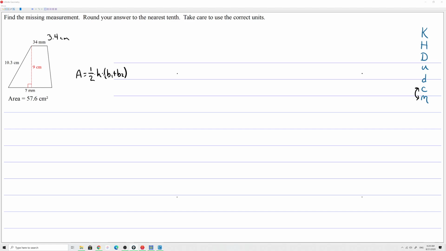Now, as I mentioned before, the question itself is actually pretty simple. Let's just plug in all of the numbers that we know. We know that the area is 57.6. We know that the height is 9. We know one of the bases is 3.4, and we don't know the other base. I'm just going to call it x. We could leave it as b1 or b2. Doesn't matter what name you give that unknown. Now we could solve this by hand, however, because it has decimals, and I also wanted to review some calculator skills, let's remind ourselves how to solve an equation in the calculator.